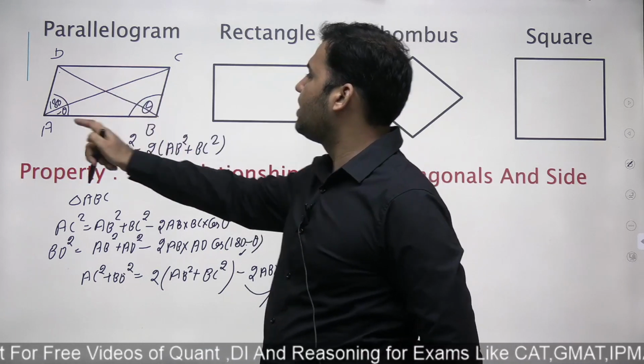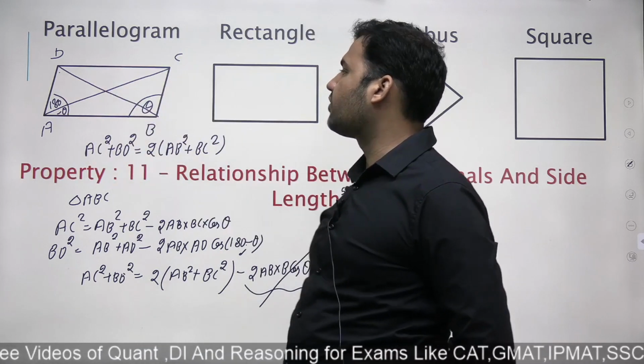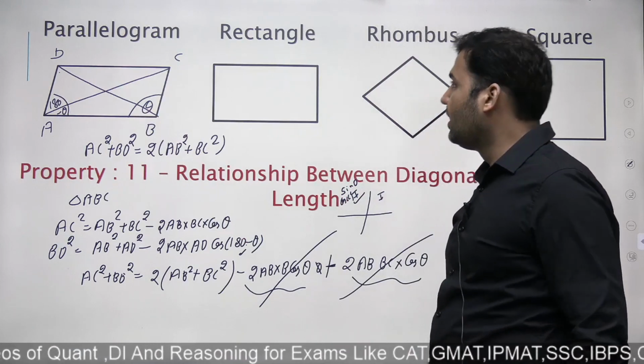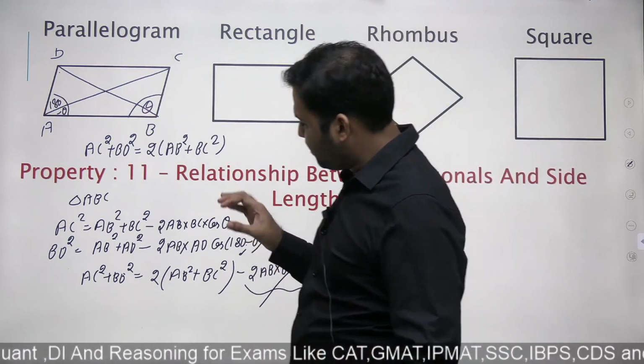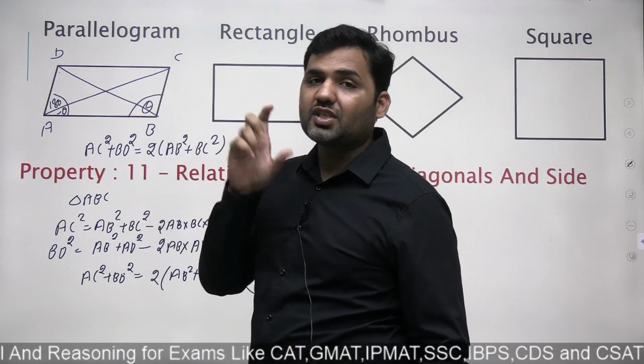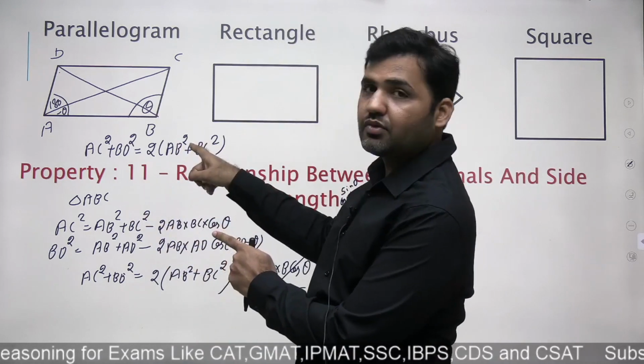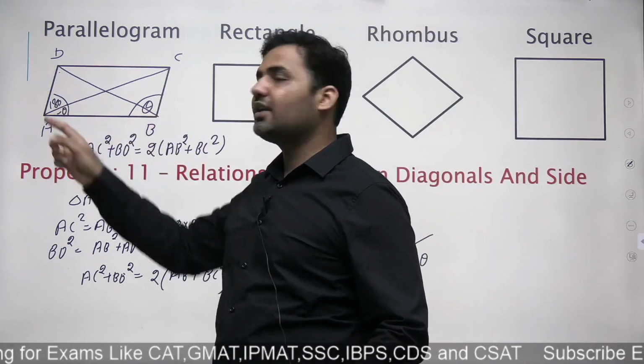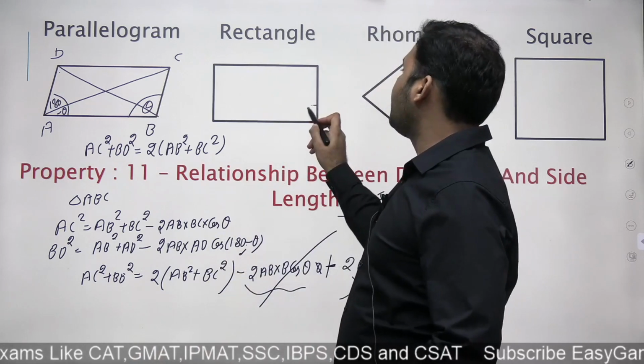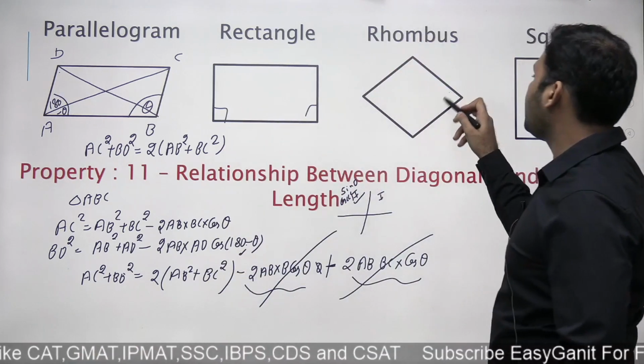AC square plus BD square will be equal to 2 times of AB square plus 2 times of BC square. Now, you see that while I was proving this property, the main concept that I was using was that the summation of adjacent angles is 180 degrees. क्या सभी में summation of adjacent angle 180 होता है?